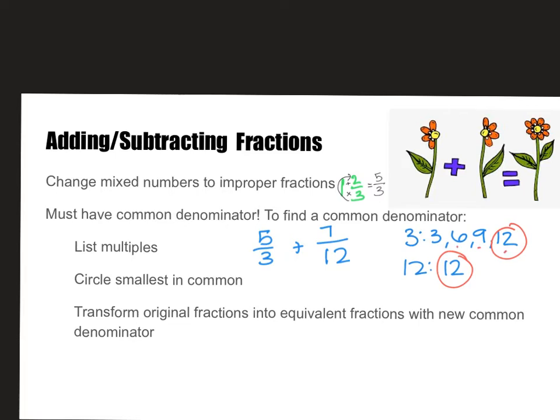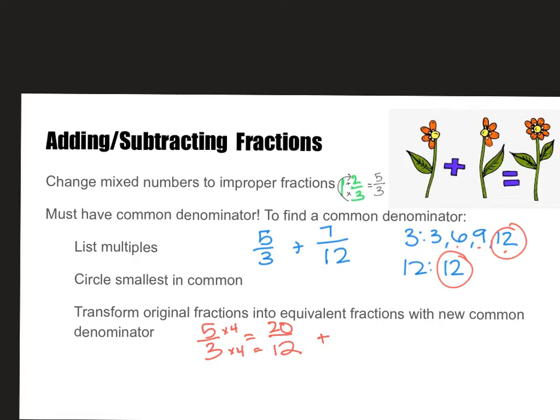3 times 4, right? So we circled the smallest, and now we want to transform our fractions into new, equivalent fractions. So they are going to be equal to each other. So we've got 5 over 3, and we need it to get to something over 12. And we know that 3 times 4 is 12, so we're going to do 5 times 4, which is 20. So now this is our new fraction here, 20 over 12.